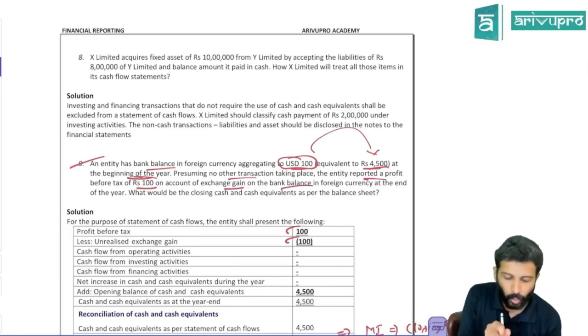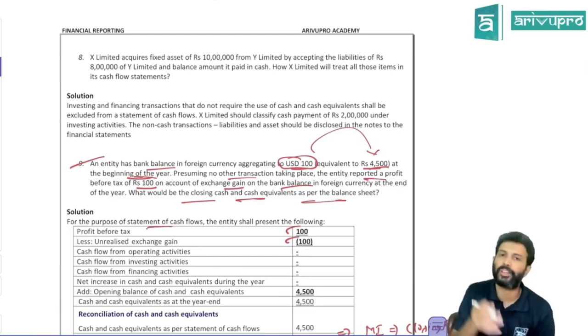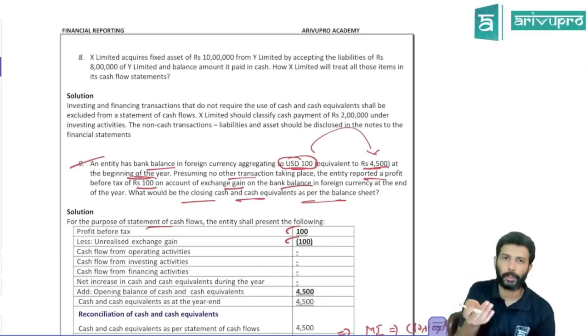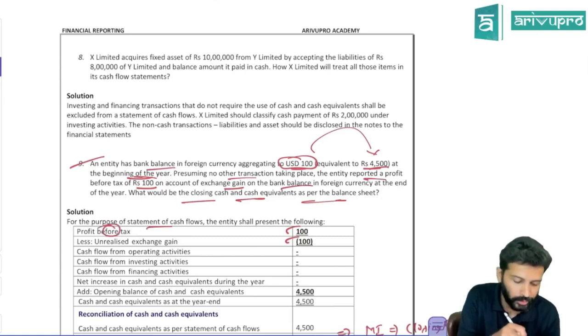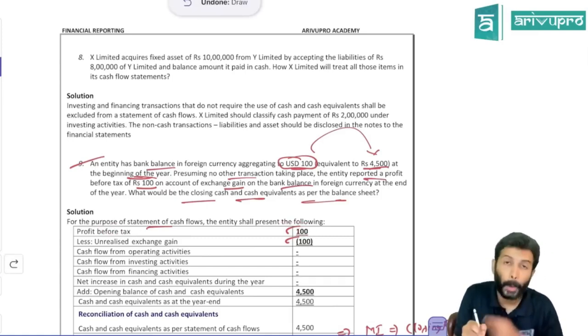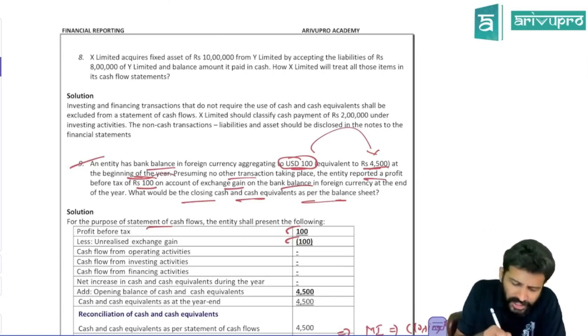What would be the closing cash and cash equivalents as per the balance sheet, not the cash flow statement? We'll do it both for the cash flow statement as well as for the balance sheet. If you want to find out the cash flow statement, they have not given any other data, only profit data. So that means we'll use the indirect method. So we will use profit before tax. How much is the profit before tax that they told in the problem? 100 rupees. Then if you have any book adjustment, you need to do it. Now this exchange gain of 100 rupees.